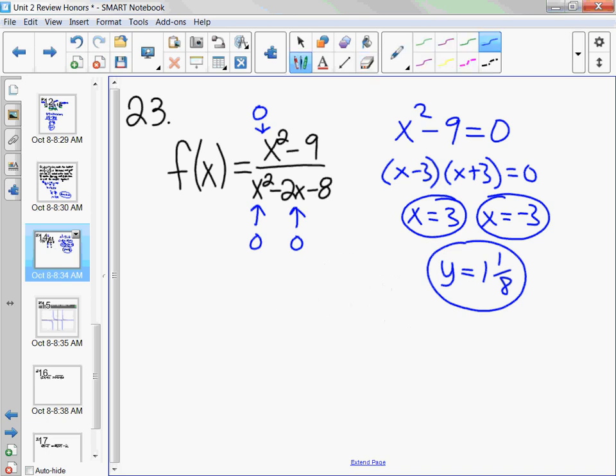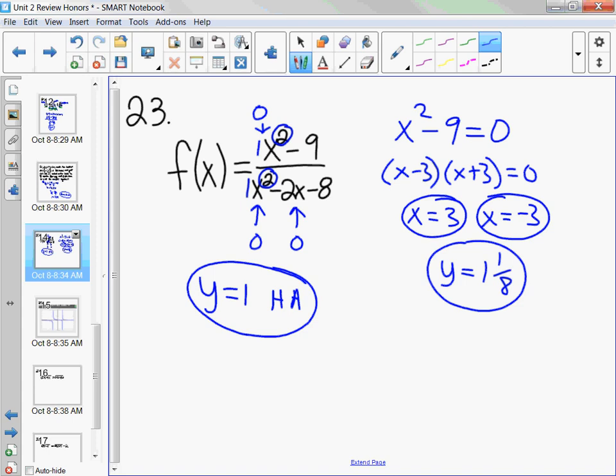To get my horizontal asymptote, all I need to do is check the degree of the numerator and compare it to the degree of the denominator. They're both 2, and when they're the same, you take the coefficients and divide them. The coefficients are 1 divided by 1, which is 1, so y equals 1 is my horizontal asymptote. I'm going to put HA for horizontal asymptote.